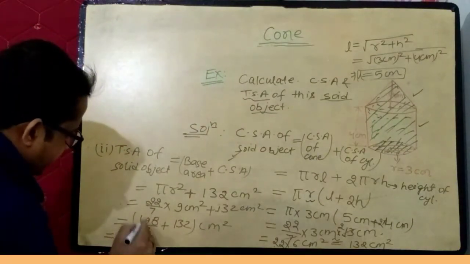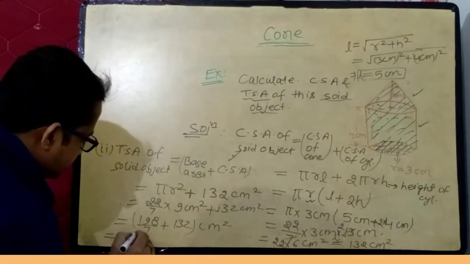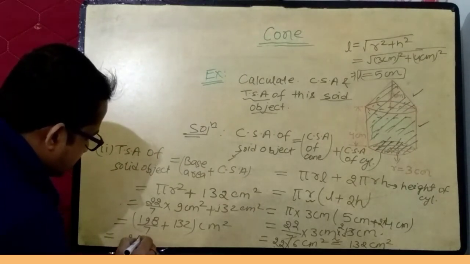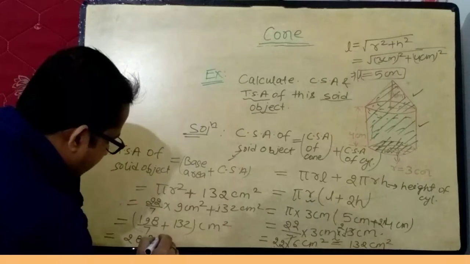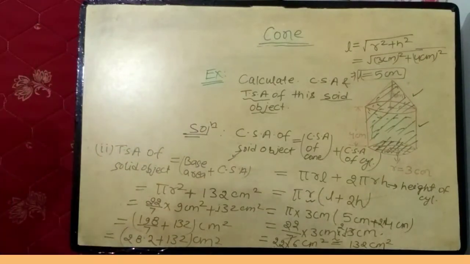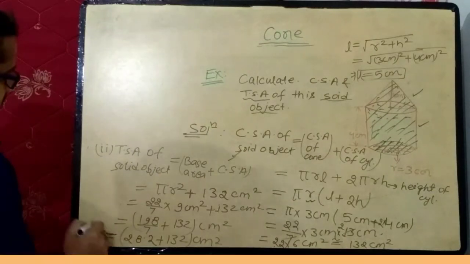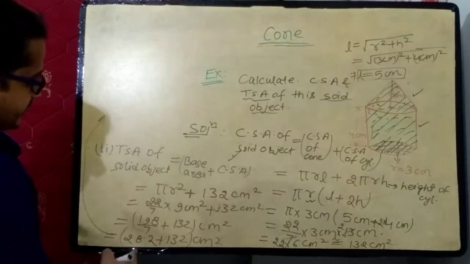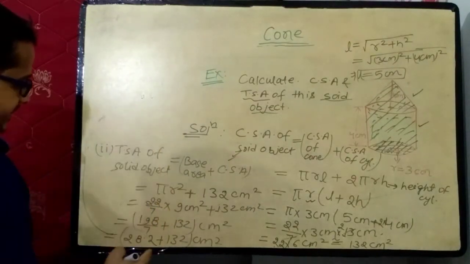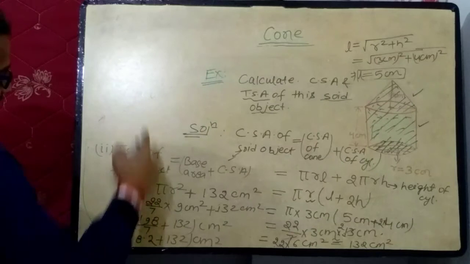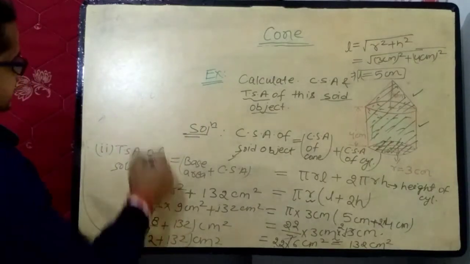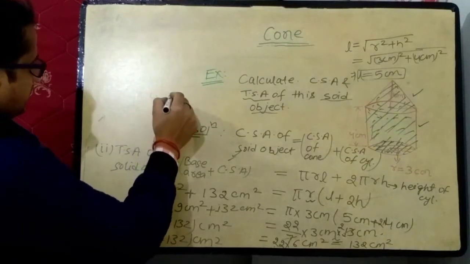While solving it, divide this, add 132 centimeter square, and you will get this as approximately 8 to 10, 3 to 5, plus 1 carry, 6 and 1, 2.